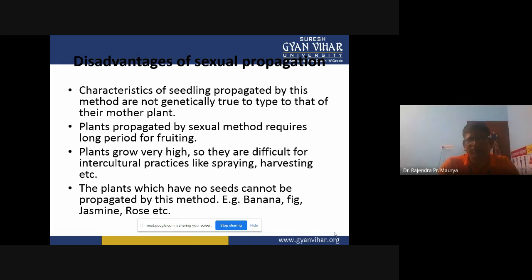Plants propagated by sexual methods require a long period for fruiting because they have a long juvenile period. Plants also grow very tall, so they are difficult for intercultural practices like spraying or harvesting.